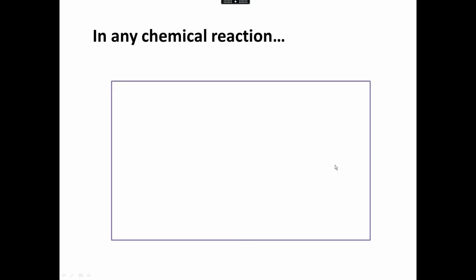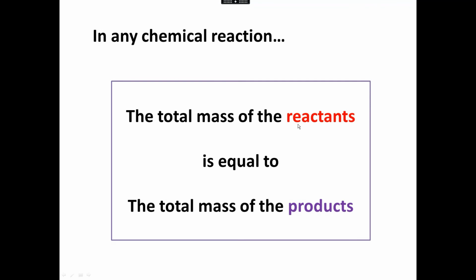Now, this is true of all chemical reactions. The total mass of the reactants will always be equal to the total mass of the products. That is a rule. We're going to do more on this rule next lesson as well. It's called conservation of mass. The total mass of the reactants is equal to the total mass of the products. That's true of all chemical reactions.